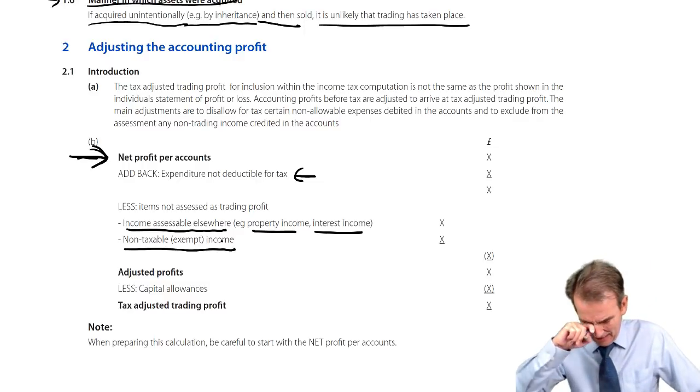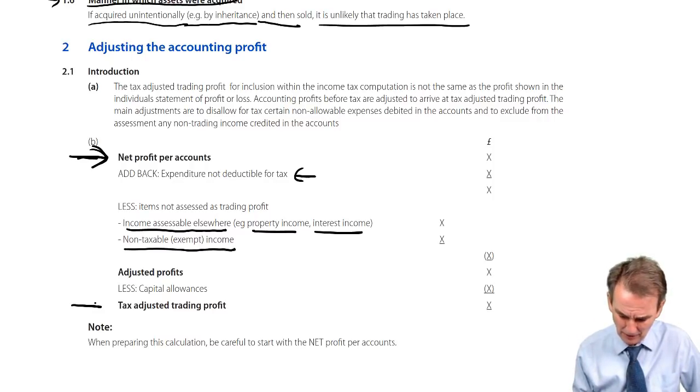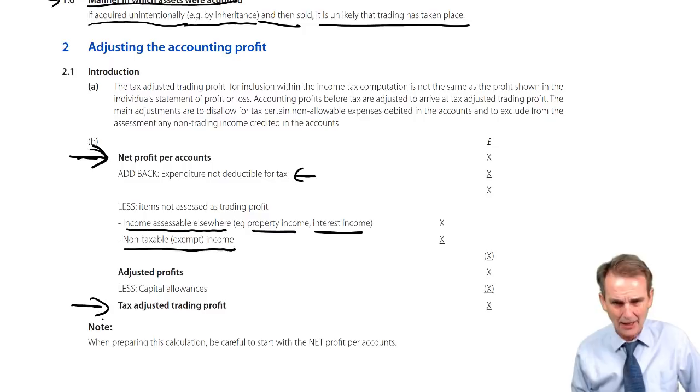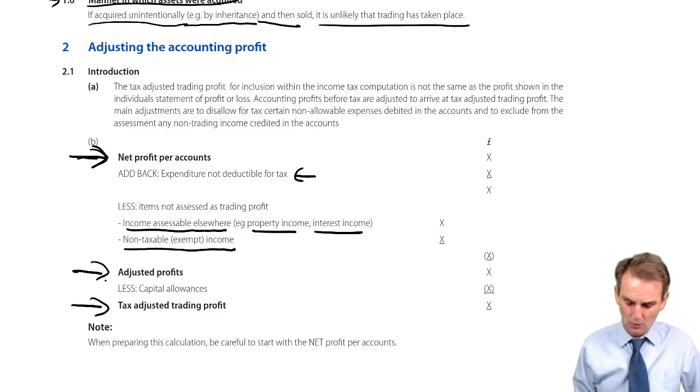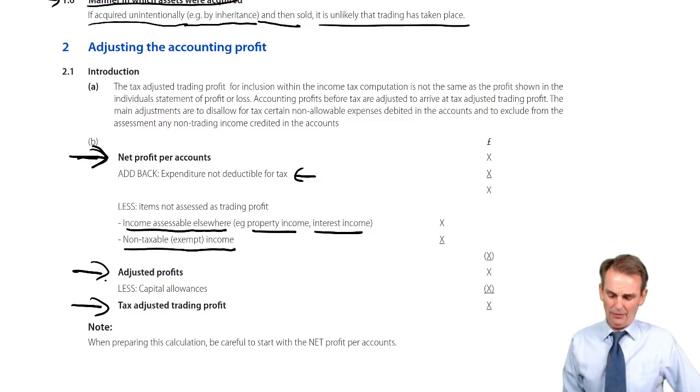Okay, now that's the format, starting with the net profit as per the accounts, working down to the tax adjusted trading profit. This part of Chapter 4 gets you to that point, the adjusted trading profit, the adjusted profit.